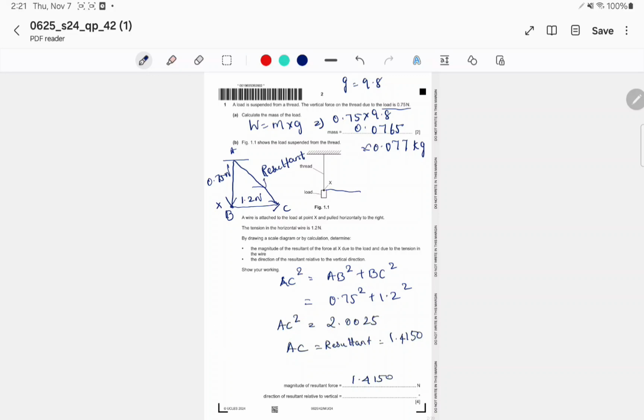The direction of the resultant relative to the vertical we have to find out. For that, in the same diagram, we have to find this angle, theta. This side is 0.75, this side is 1.2. So tan theta equals 1.2 divided by 0.75, which gives theta equal to 57.99 degrees, or directly write it as 58 degrees.